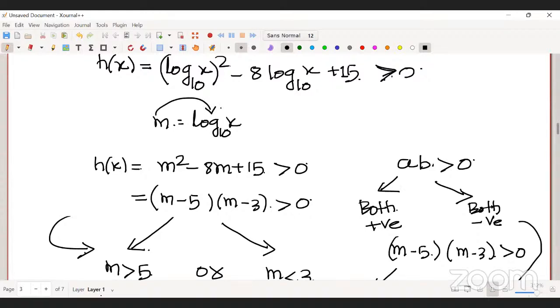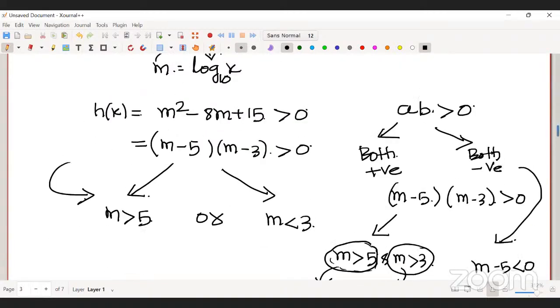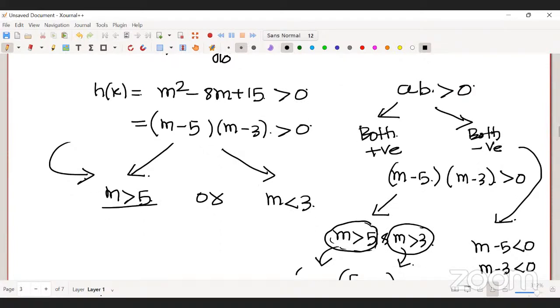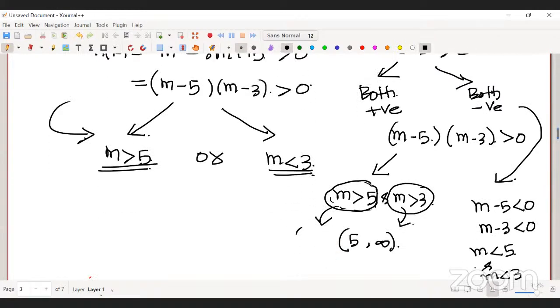Now I have this quadratic and I have substituted. Once I factorize this, I can write it as m minus 5 into m minus 3, and this is greater than 0 if either m is greater than 5 or m is less than 3. That means this thing is greater than 0 if m is in between 5 to infinity union minus infinity to 3.